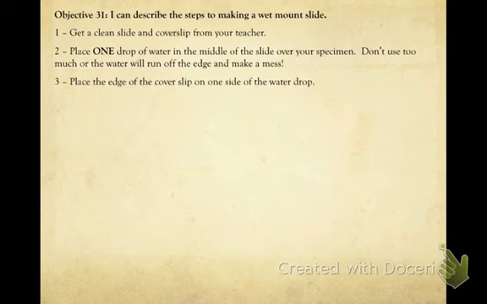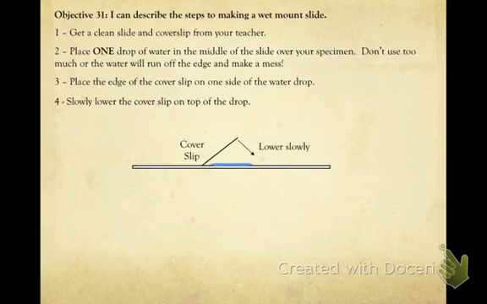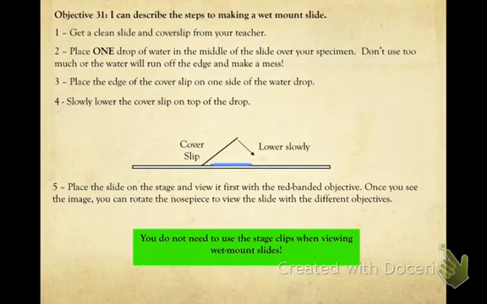And then you're going to place the edge of the cover slip on one side of the water drop, just like this picture over here, you can see. And you are lowering it slowly at an angle, and that is going to help you avoid getting air bubbles underneath. And then you place the slide on your stage.